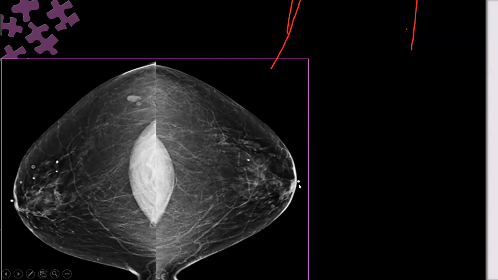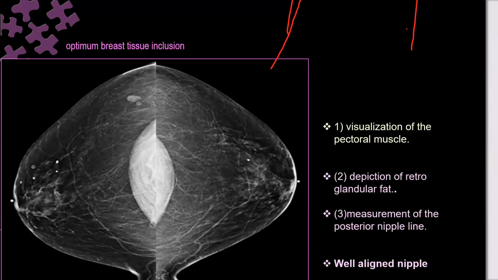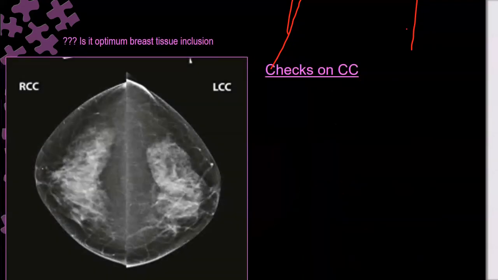Here, the nipple is accepted to be central, and you have seen up to the pectoral, and it is a well-built pectoralis muscle. Her parenchyma here is just retroareolar. She has a type SER2 breast, and she has intramammary lymph nodes here. But this is really optimum. Optimum breast inclusion is excellent in this case. An ideal CCBO is considered. Okay, what about this one?